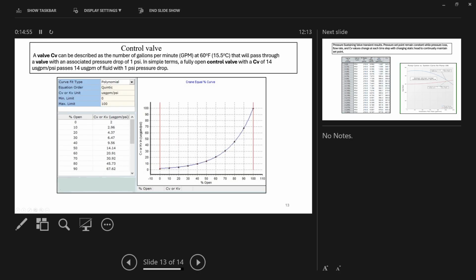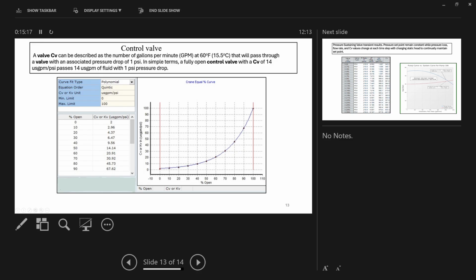You see, this is the control valve. Now, at zero opening, the CV value was 2. You see gradually the value is increasing. For 90% opening, the CV value is also increasing. When the valve opening is increased, the CV value is also increased.